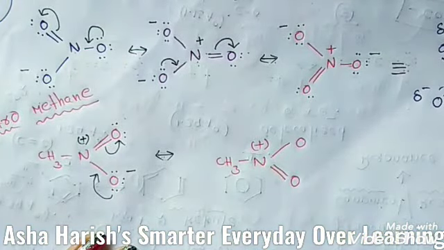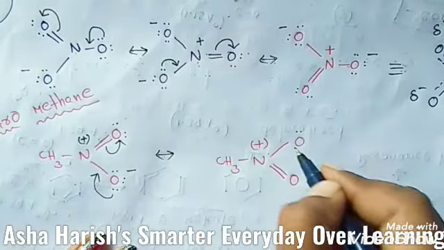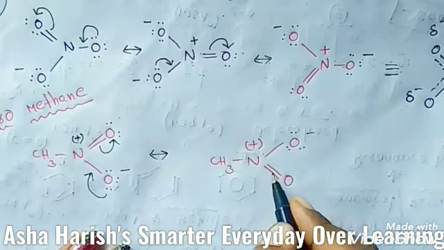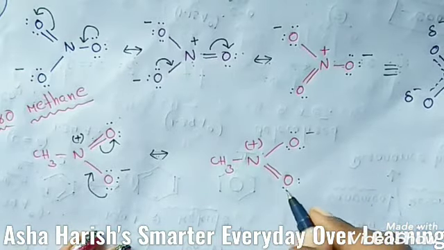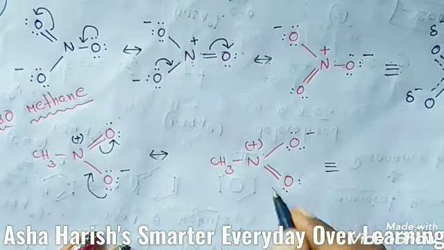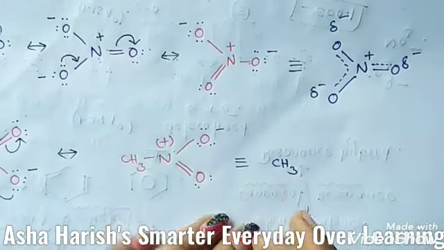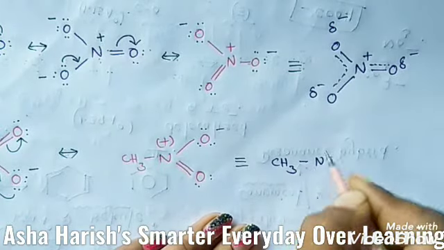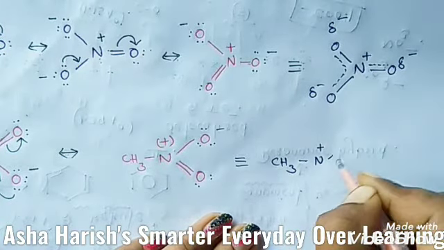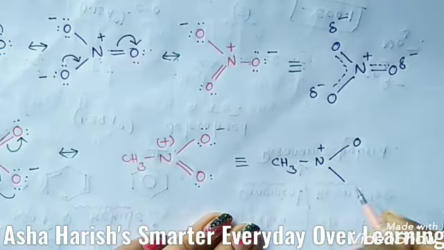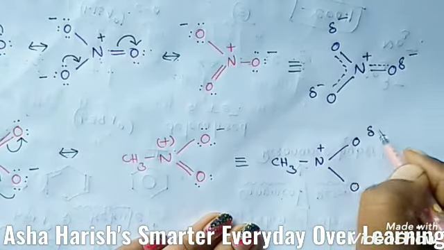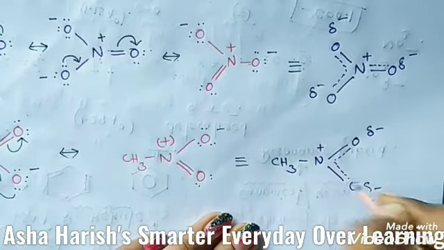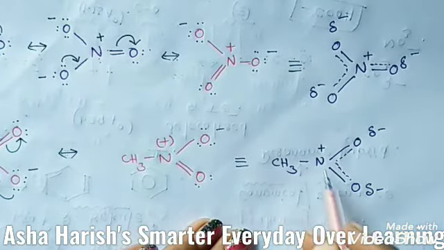Due to the shifting of these electrons, here 1 2 3 4 5 6 with negative charge, and here a double bond has already formed, then only 2 pairs of electrons should be there. For the final structure, the resonance hybrid structure, how can we write it? CH3 single bond N. Here as usual the positive ion, here single bond oxygen O, and here you can represent with delta negative, delta negative. Without representing these pairs of electrons you can represent it like this.